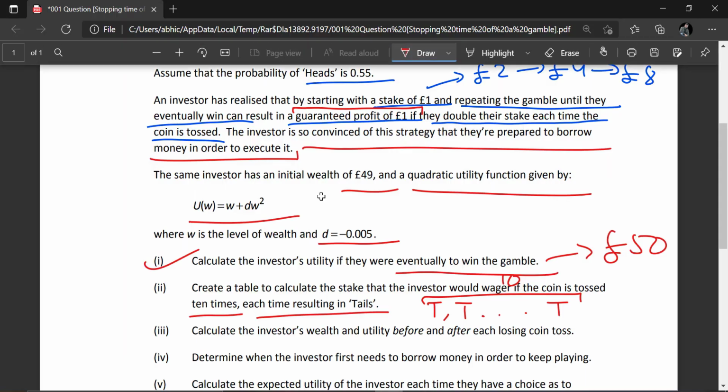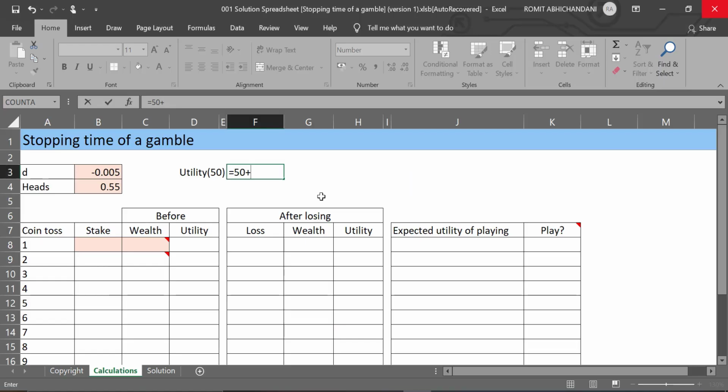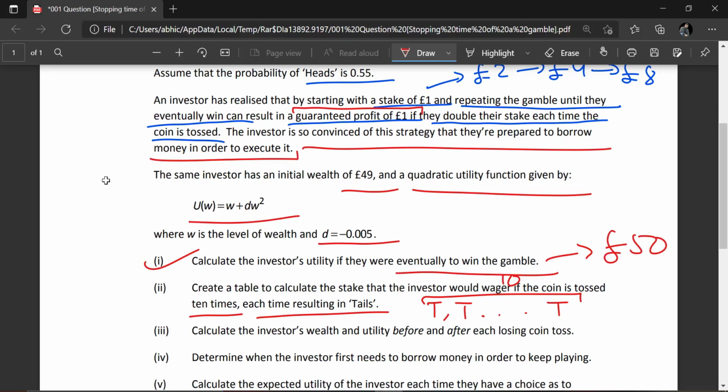Okay, so it's W plus D W square. So 50 plus 50 square into D, which is this. Okay, so it's 37.50. This is the utility, right? So this is how you calculate this.